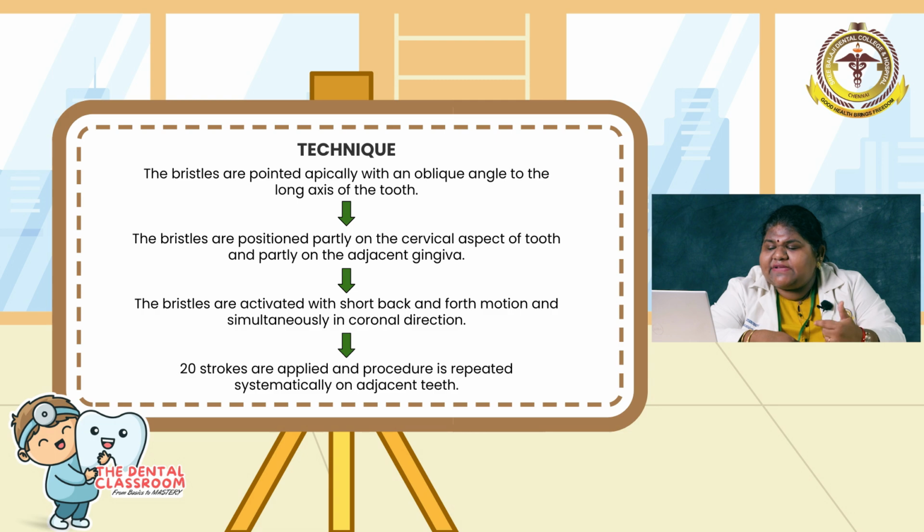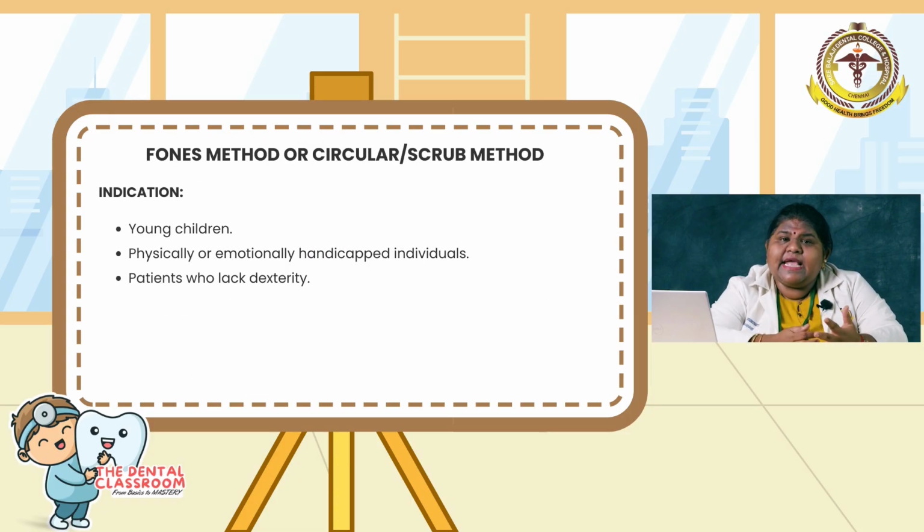The bristles are activated with short back and forth motions and simultaneously in the coronal direction, that is the upward direction. So 20 strokes are applied and the procedure is repeated systematically on adjacent teeth. Next is the Fones method or the circular motion method, which is mostly prescribed in children. It is commonly indicated in young children, physically or emotionally handicapped individuals and patients who lack dexterity.